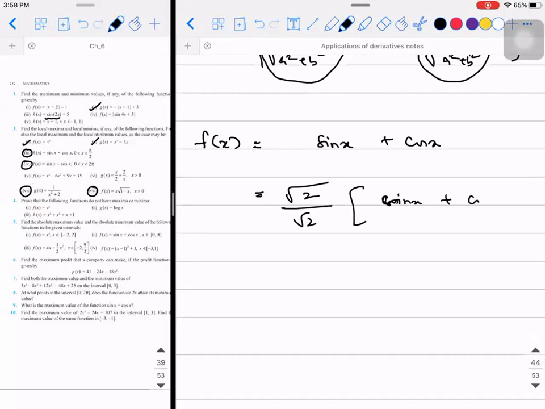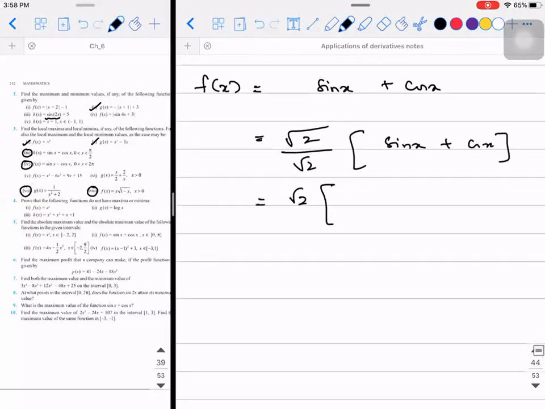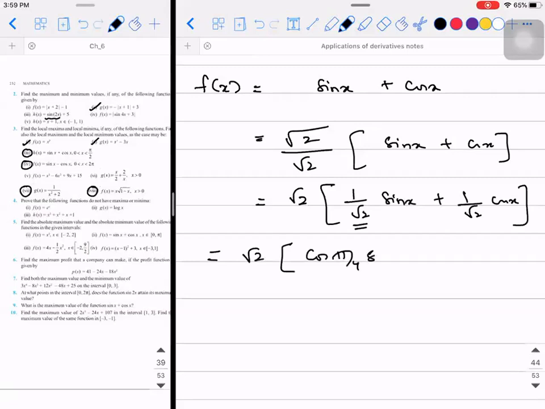So sin x plus cos x will be root 2 into 1 by root 2 sin x plus 1 by root 2 cos x. So the advantage I have here is, I can write this 1 by root 2 either as sin 45 or cos 45. I will write in both the methods and show you. So root 2 times, if I want to take it as cos 45, cos pi by 4, then this I will write as sin pi by 4. So one should be written in terms of cos, the other in terms of sin.